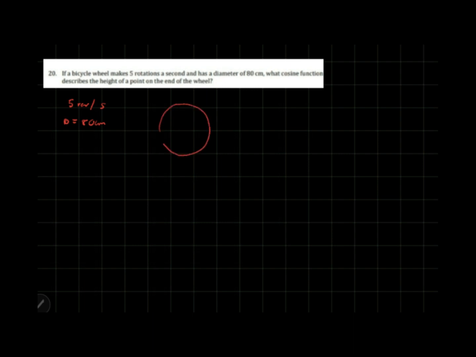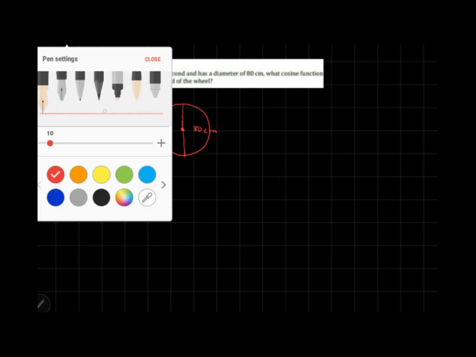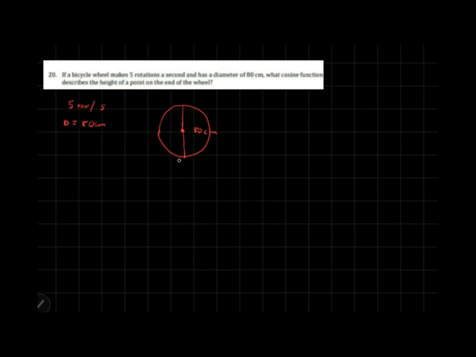This is our wheel. Okay, and then we can imagine that the diameter of that wheel is 80 centimeters, right? If you're looking at the height of a point on the end of the wheel, we need to start from one point. So let's say that we're looking at starting here. At time 0, we start at the very bottom of the wheel, right?